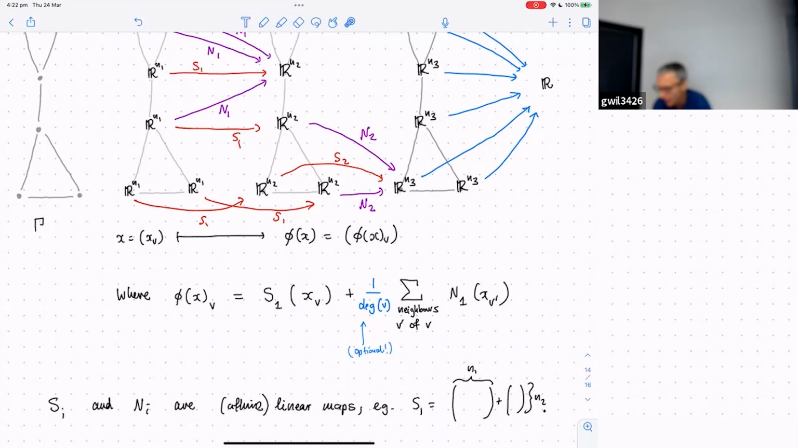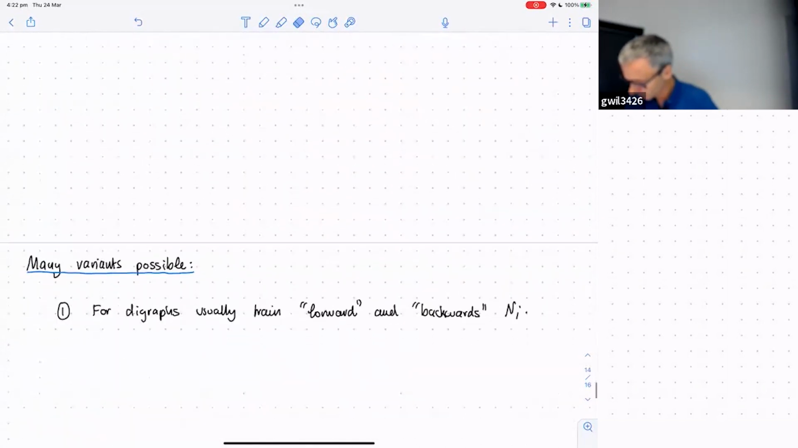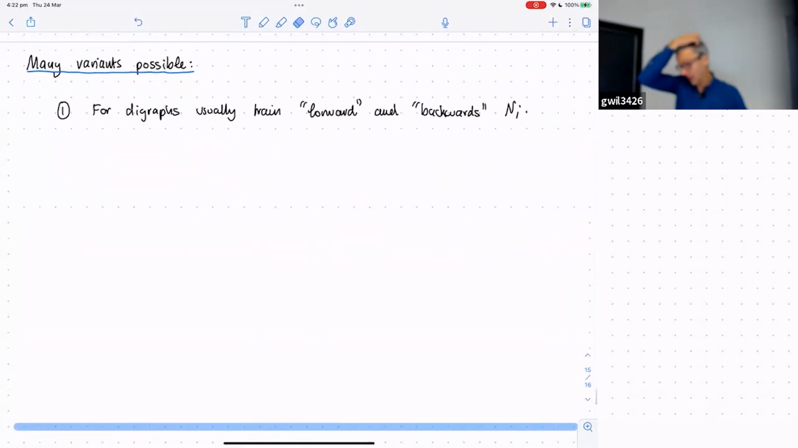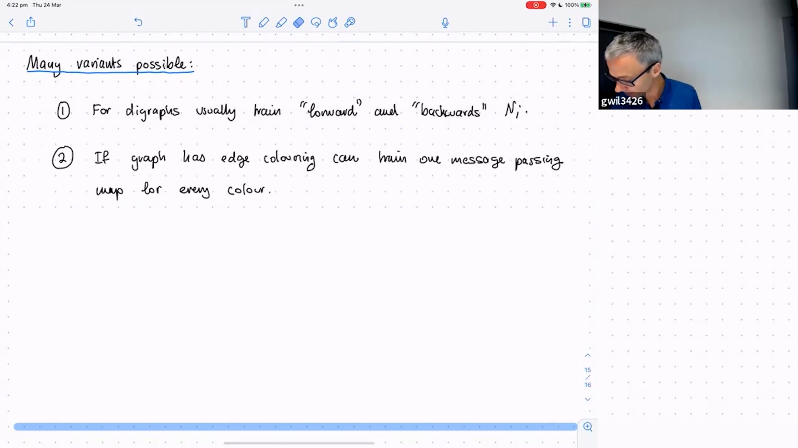Okay. So that's the architecture, and we'll have some fun playing with this architecture in the CoLab tomorrow. Many variants are possible for digraphs. You might think that you only train a forward map, but generally you don't. You train a forward map and a backward map, so forward and backward neighbor maps.